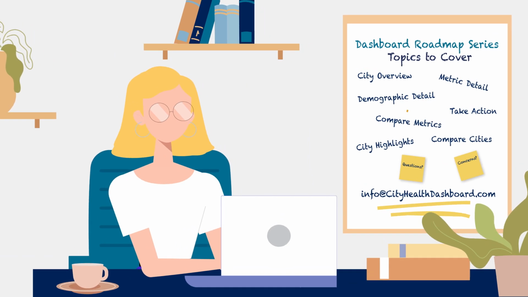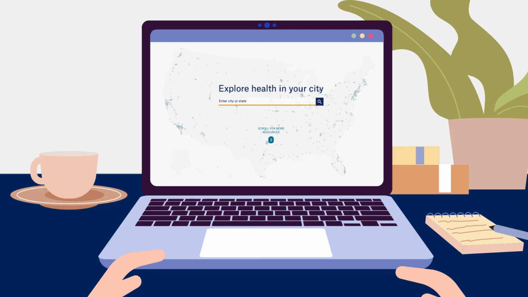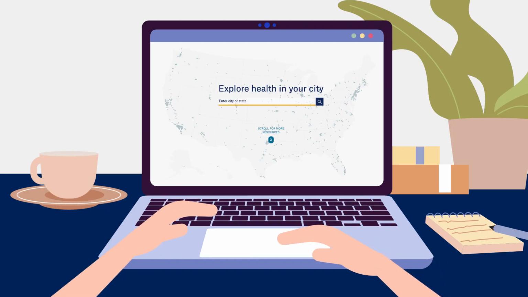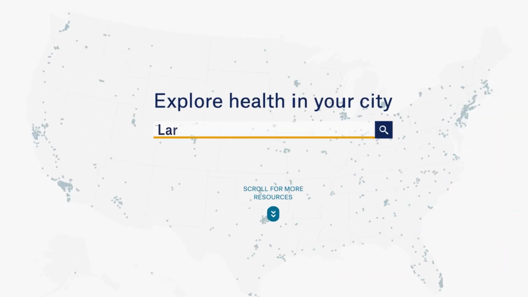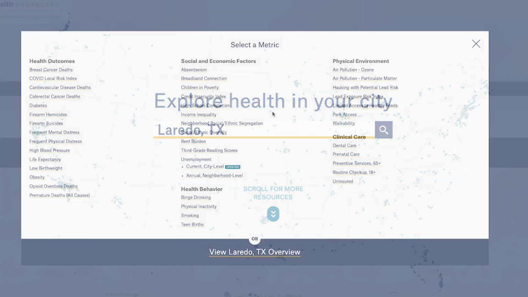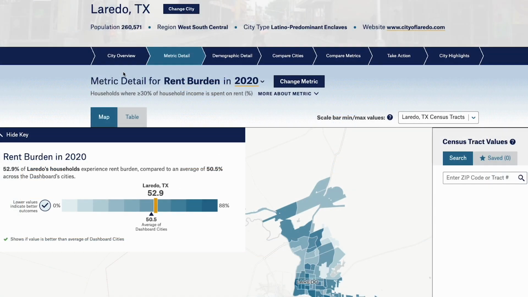I'm Sammy Breslin, and today I'm going to walk you through comparing metrics on the dashboard. This feature explores the relationship between two different measures in a city and any geographic patterns that may exist. I'm curious to see how housing and health insurance access relate to each other. Let's start by heading to Laredo, Texas, and looking at the dashboard's rent burden and uninsurance metrics.